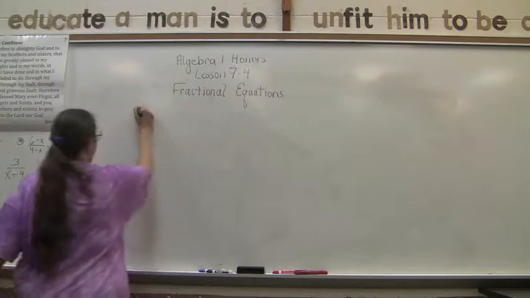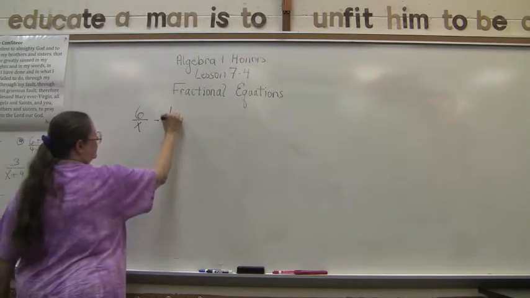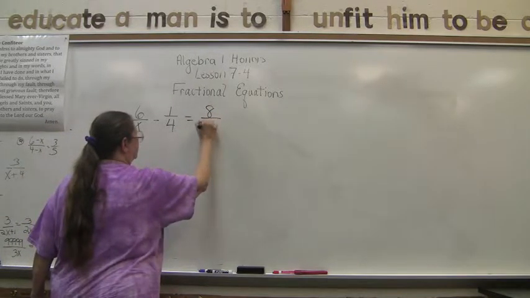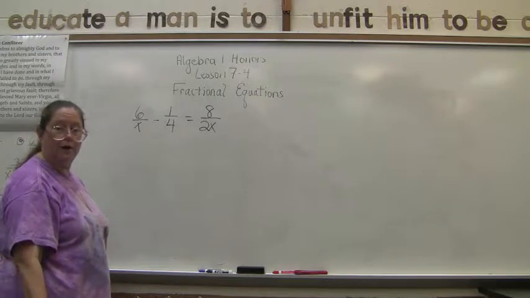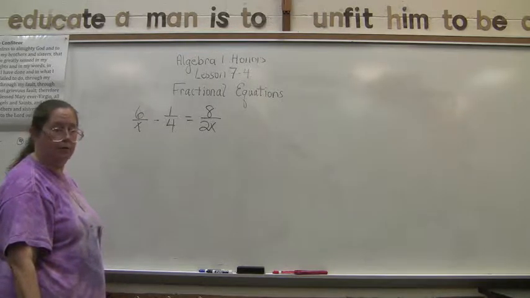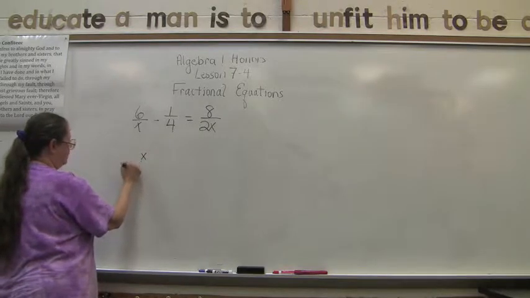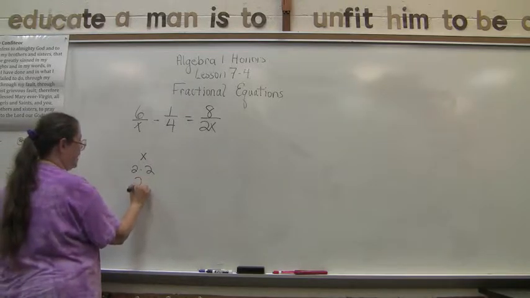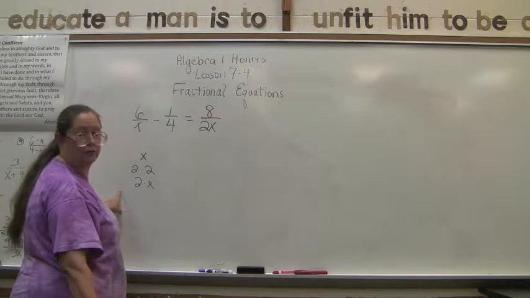Let's look at the first one. If we have 6 over x minus a fourth equals 8 over 2x, what we're going to do is find our least common denominator. So I've got an x, and if I factor 4, I've got 2 times 2, and if I factor 2x, I've got 2 times x. So those are my three denominators factored.